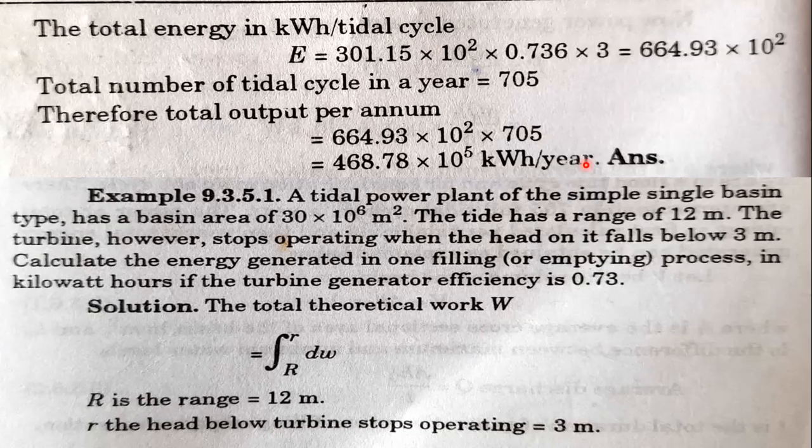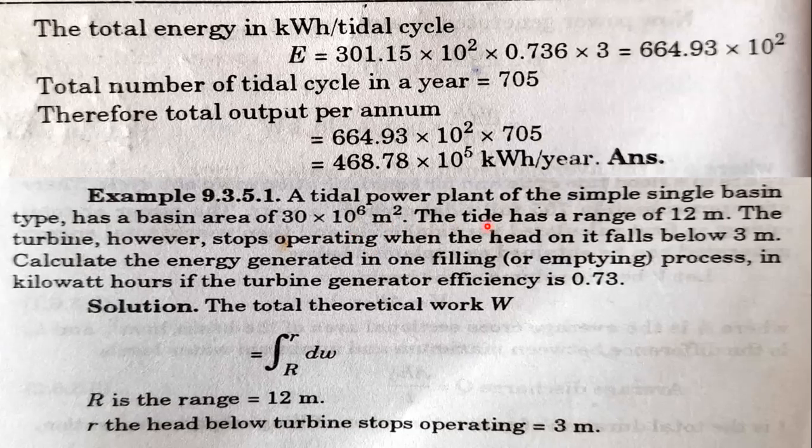Okay, next, second problem. A tidal power plant of a simple single basin type has a basin area of A equal to 30 into 10 power 6 meter square. Directly it is given in meter square, so no need to convert. Square kilometers or 10 power 6 meter square, both are the same. If the area is given in square kilometers, we have to convert it into this form only. K will be multiplied 2 times, so 10 power 3 becomes 10 power 6 meter square.